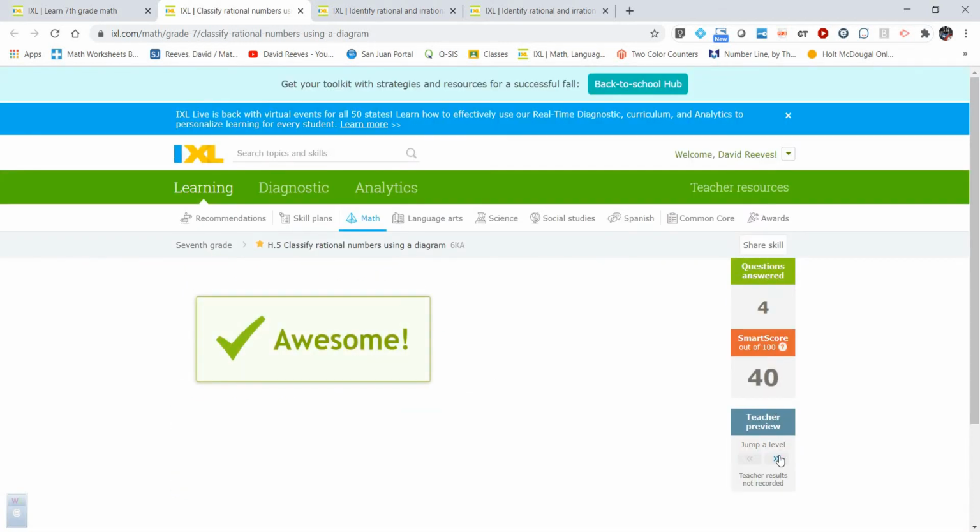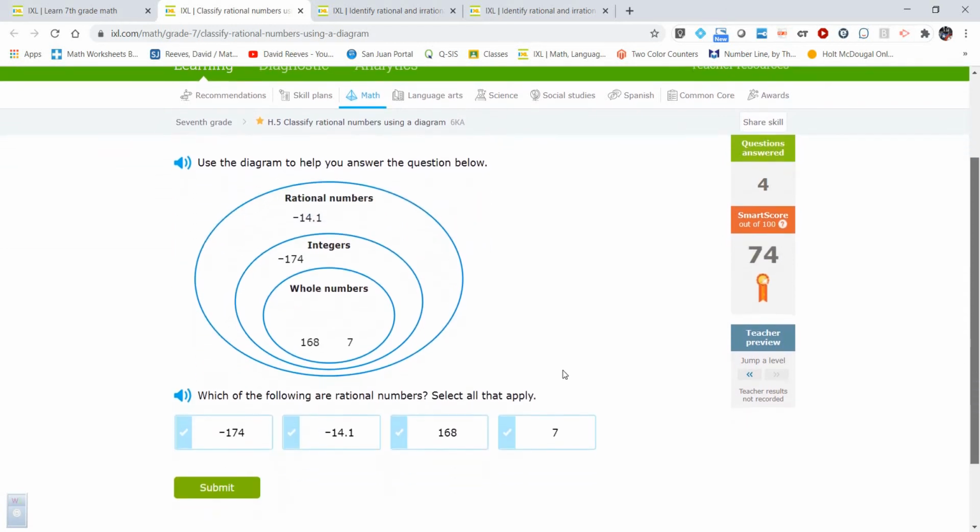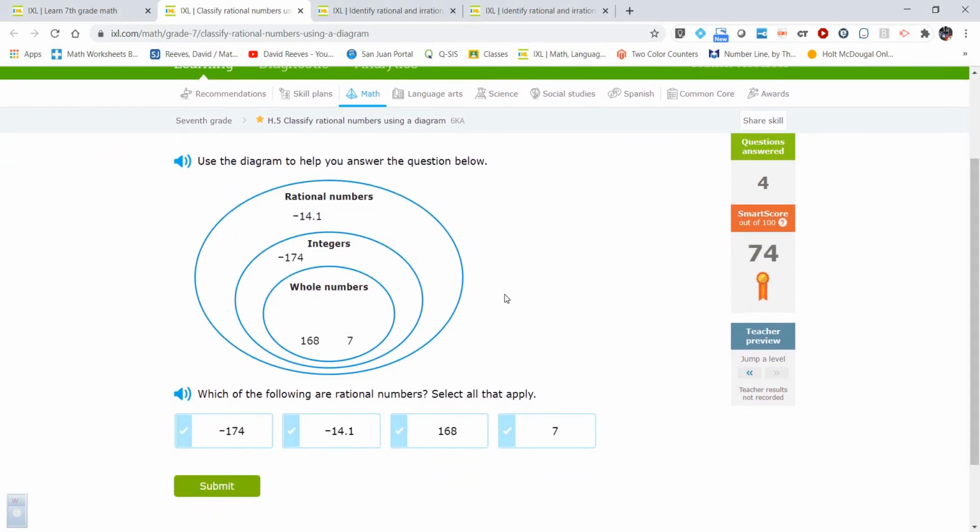There you go. All right, I'm going to skip up to the next level, see what they got for us there. Which of the following are rational numbers? Which of the following are in this big circle? Well, negative 174 is an integer, and that's a rational number. Negative 14.1, that is a rational number. It's not an integer. It's not a whole number.